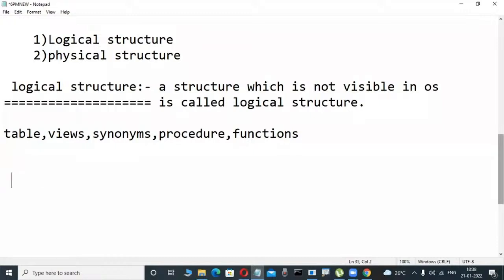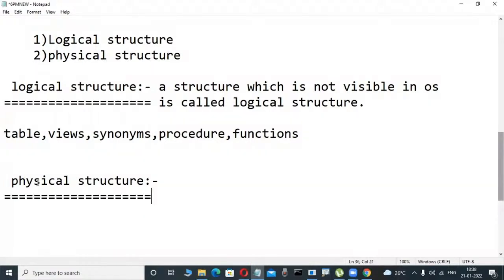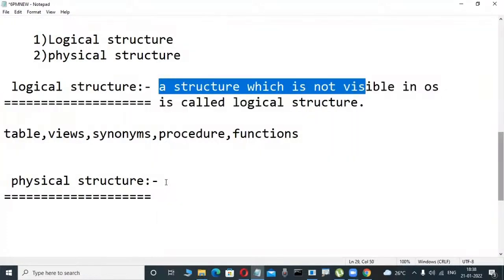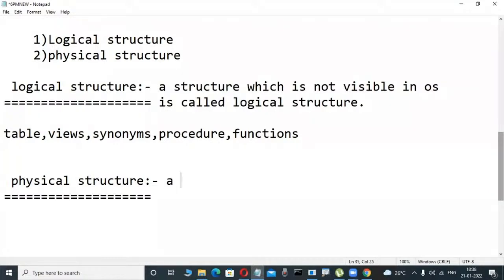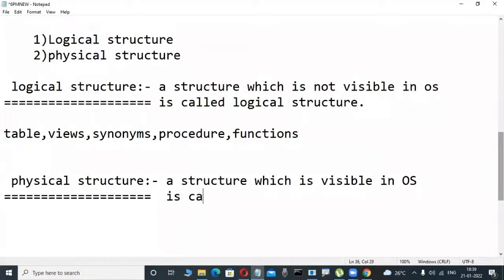Now observe it here. What is a physical structure? Don't write it. Just roughly observe it here. Now this is the opposite only. A structure which is visible in the operating system is called a physical structure.